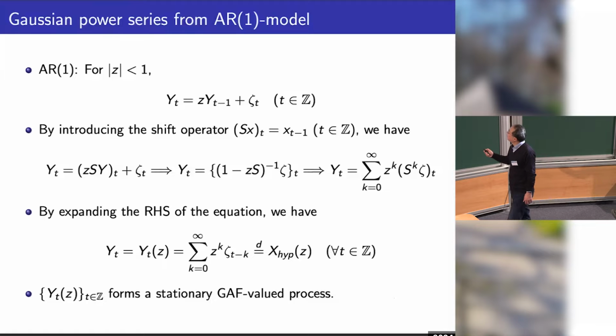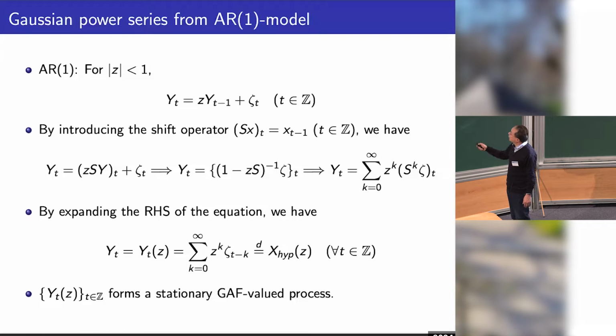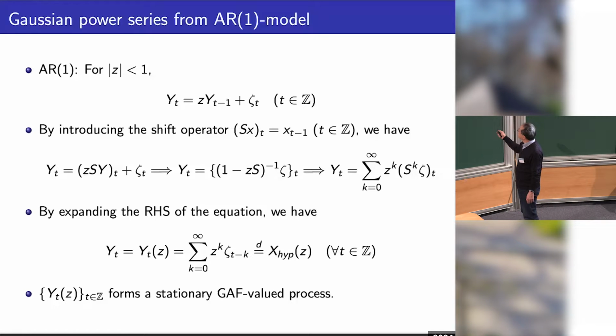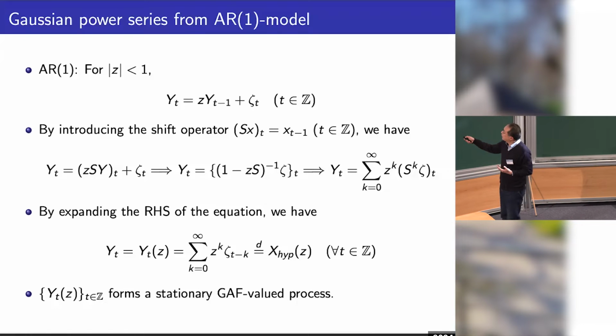So you introduce the shift operator like this. S is just a right shift, and you rewrite this equation like this. Then you can solve this equation in this way. Here S^k zeta is just a time shift by k. Then you have a Gaussian random variable here. So for each t, you have this kind of random power series, which is a stationary solution of this equation. Okay, so if you vary t, then you'll get the stationary GAF.